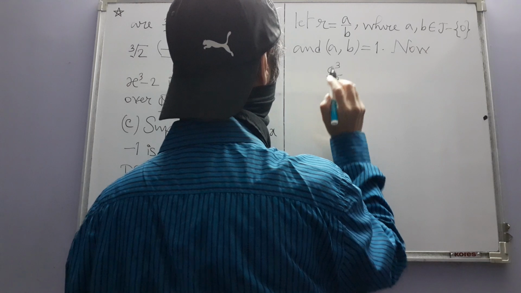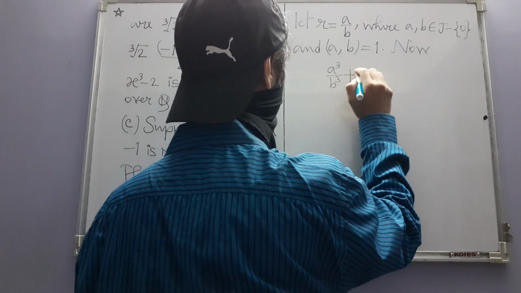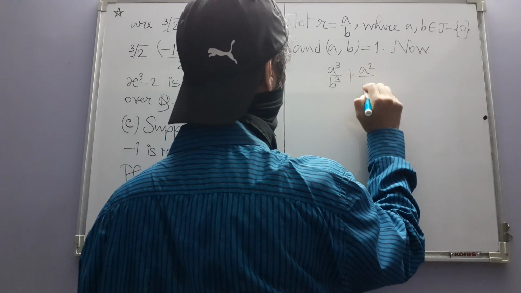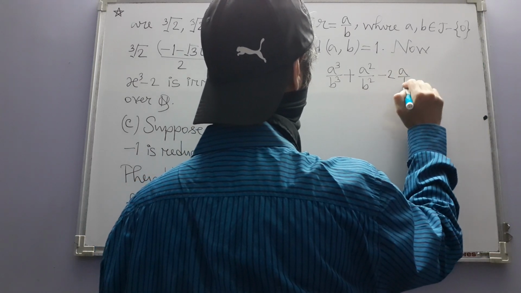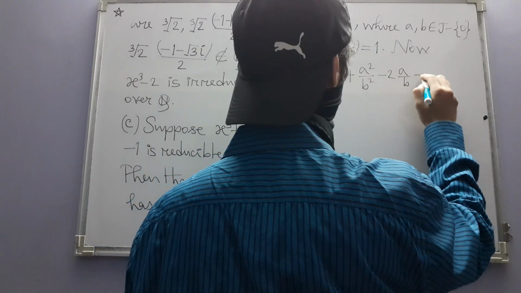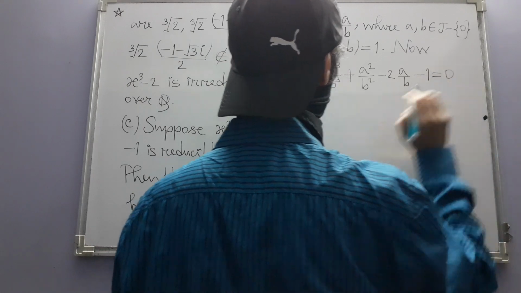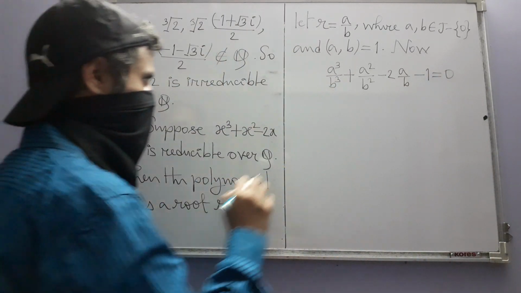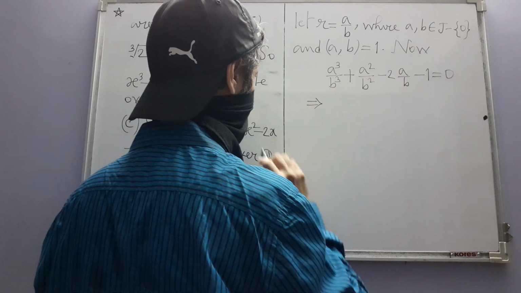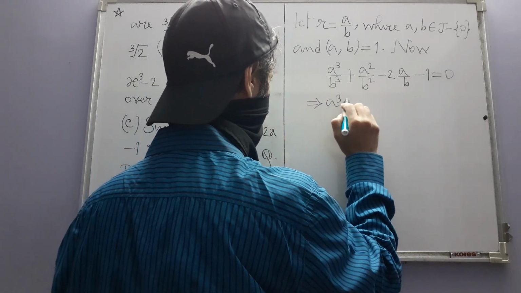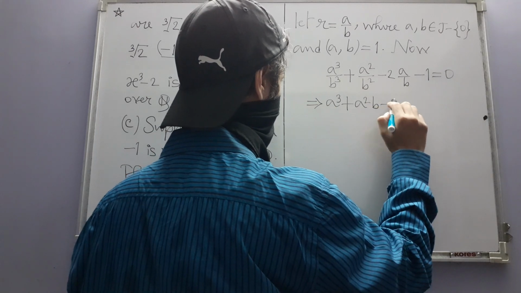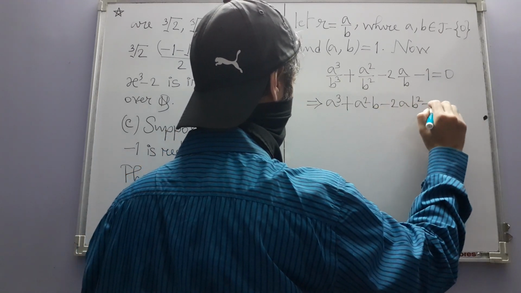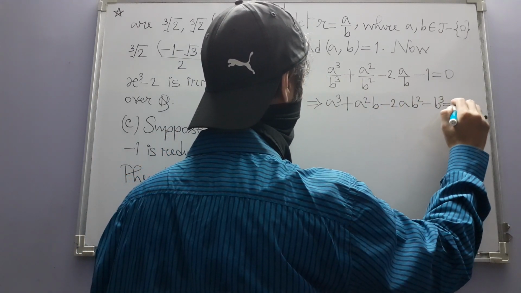So A cube over B cube plus A squared over B squared minus 2 times A over B minus 1 is equal to 0. So again, multiply both sides by B cube, that will give you this.